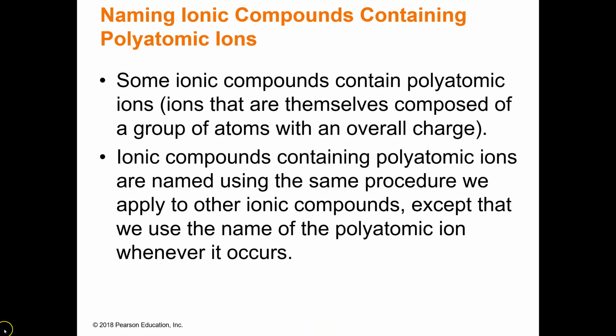Polyatomic ions are groups of atoms that behave like one charged unit. When naming compounds that include them, we use the name of the polyatomic ion as is. For example, NaNO3 is sodium nitrate. You don't change the nitrate name.